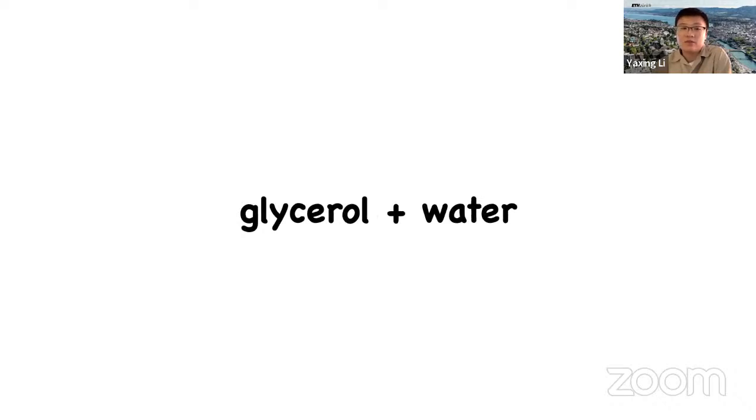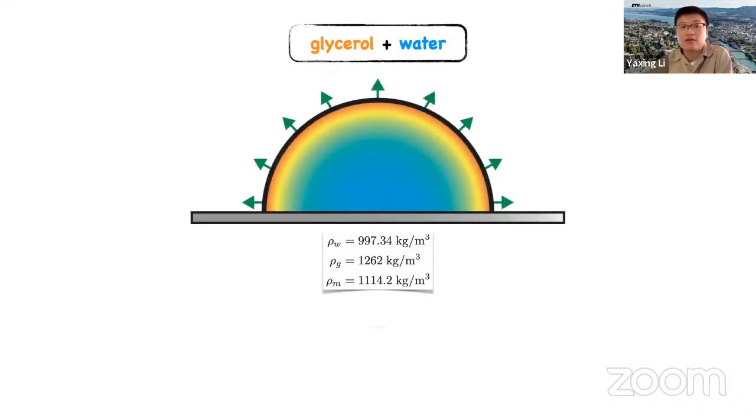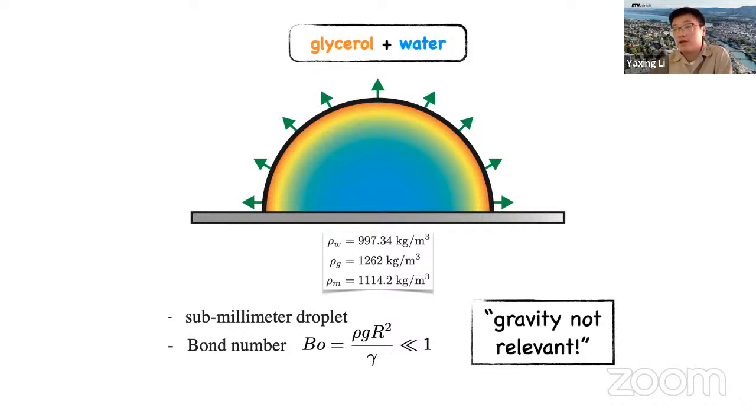The second binary system we study is glycerol and water. In this case, also only water evaporates. This is a typical droplet we have, because for inkjet printing we want to study tiny droplets, so the droplets we study are normally sub-millimeter size. After evaporation, we should have a gradient of glycerol and water. Because it's a sub-millimeter droplet, we calculate the Bond number to be much less than 1. Normally, if you have a droplet system with a Bond number much smaller than 1, we always think that gravity should not be relevant.